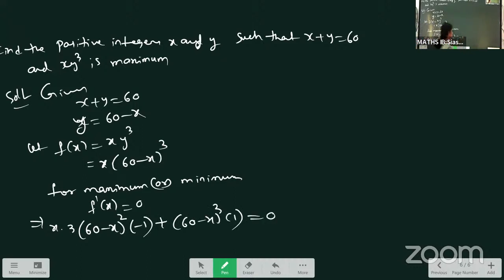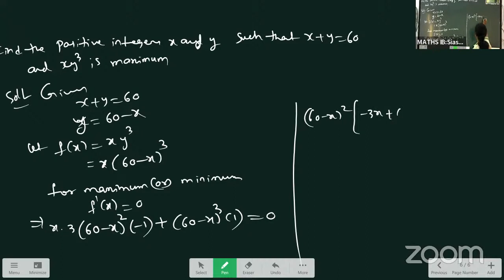Both of them, what is common? 60 minus x whole square is common. What do we get? Minus 3x here, plus 60 minus x, is equal to 0. So 60 minus x whole square into 60 minus 4x is equal to 0.